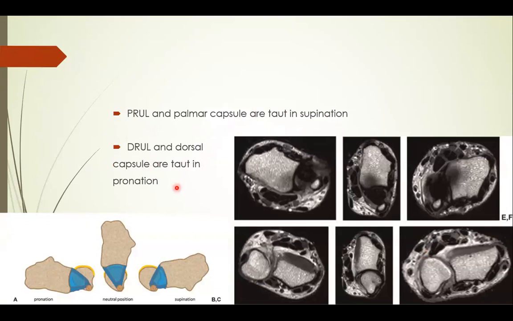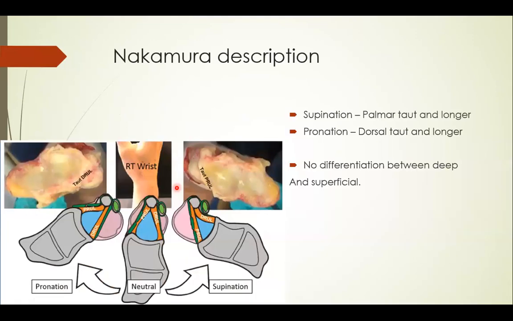Easy way to remember is when you're sitting, you look at the wrist, you see the palmar aspect in supination. So the palmar ligaments are taut. Now pronate your wrist, you'll see the dorsal aspect. Now the dorsal ligaments are taut. That is one way to remember. And this is the principle that was explained by Nakamura, who described that in supination, the palmar structures are taut, and in pronation, the dorsal structures are taut. No differentiation was made by him between deep and superficial in this theory.